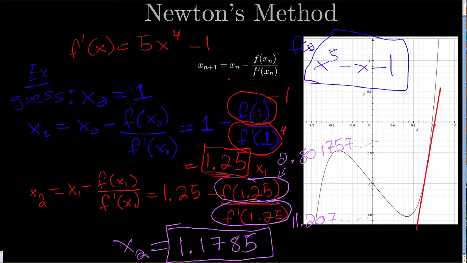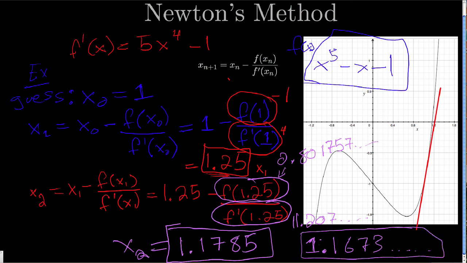And so you would repeat this until you get as many decimal places of accuracy as you would like. If you do this enough times, you'll get that it's actually around 1.1673, and so on and so forth. So this is what you would be striving towards. If you find x sub 3, you would get closer to that. And that's it.